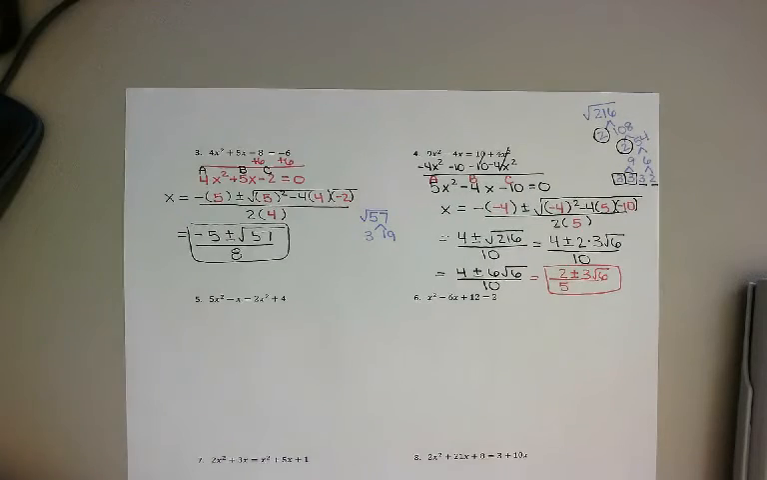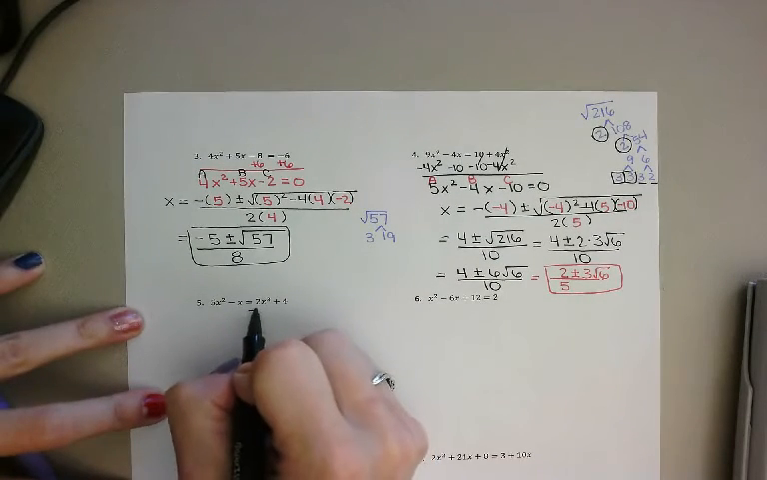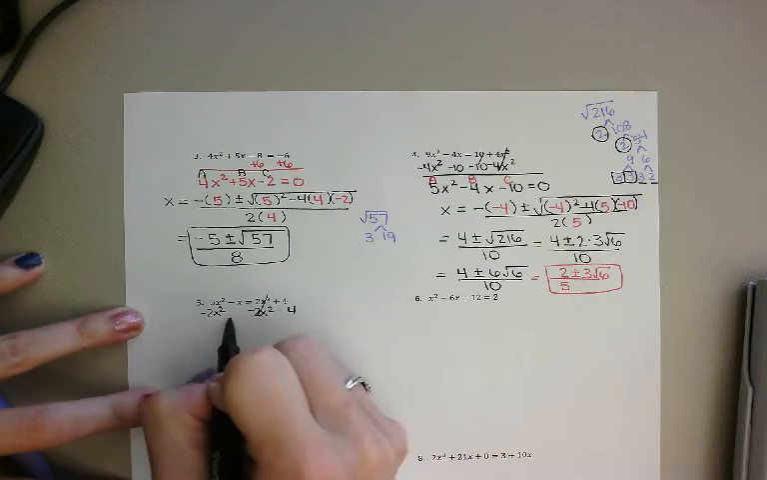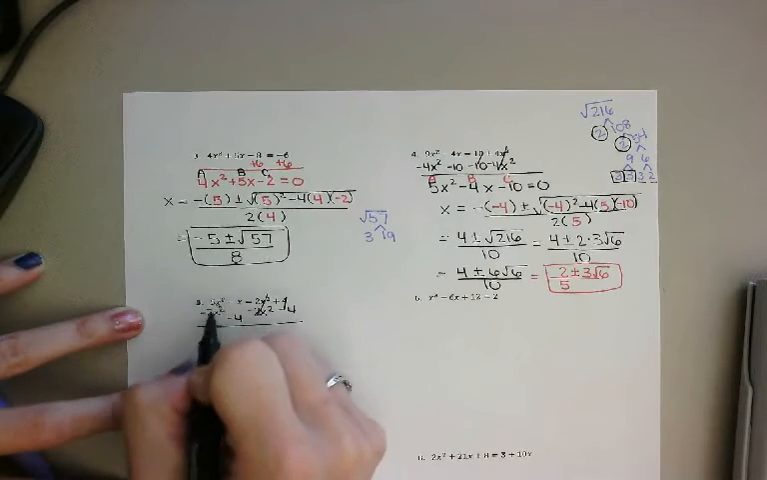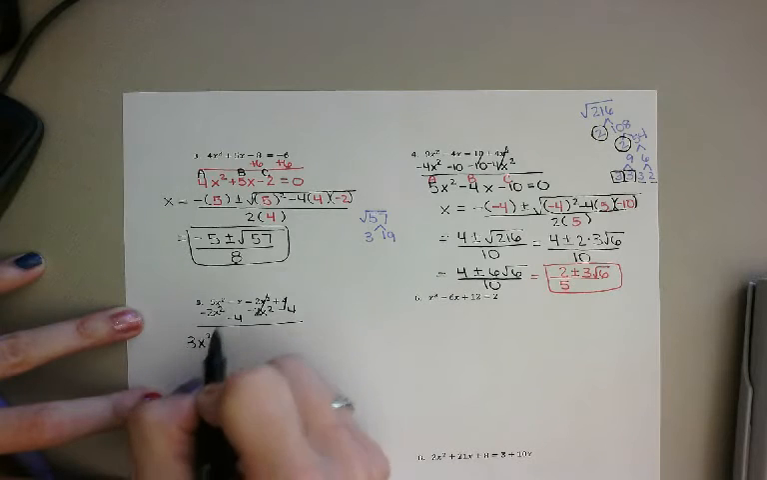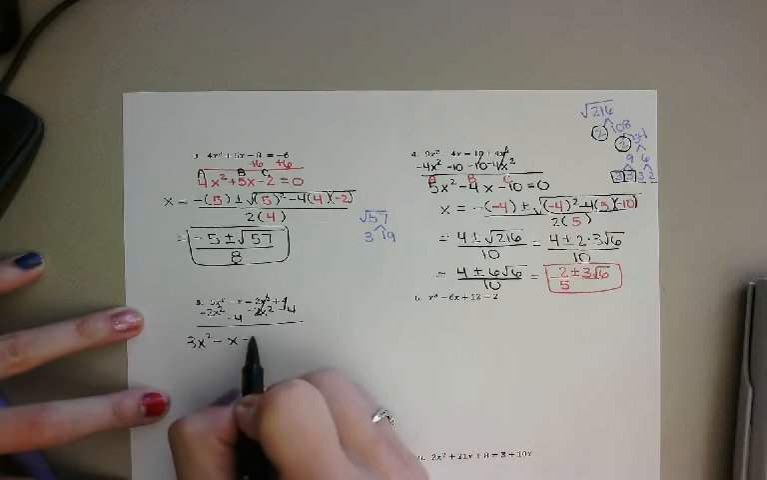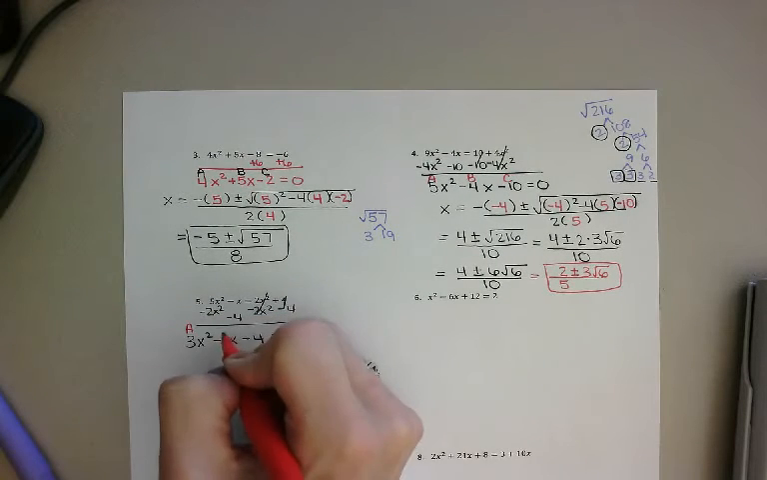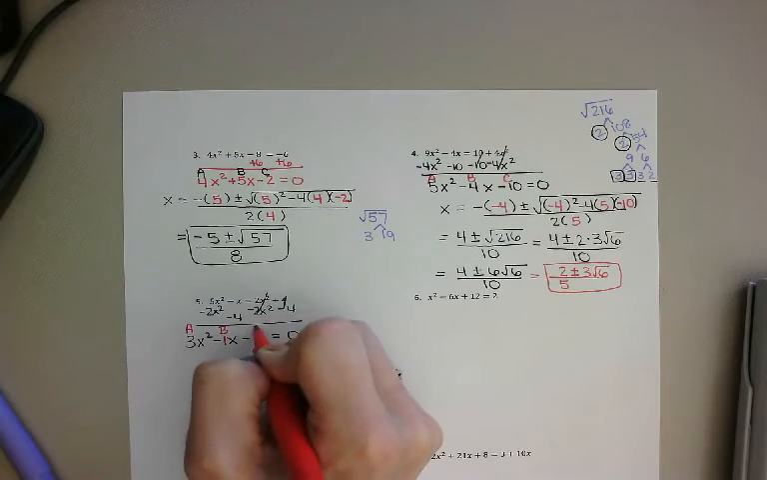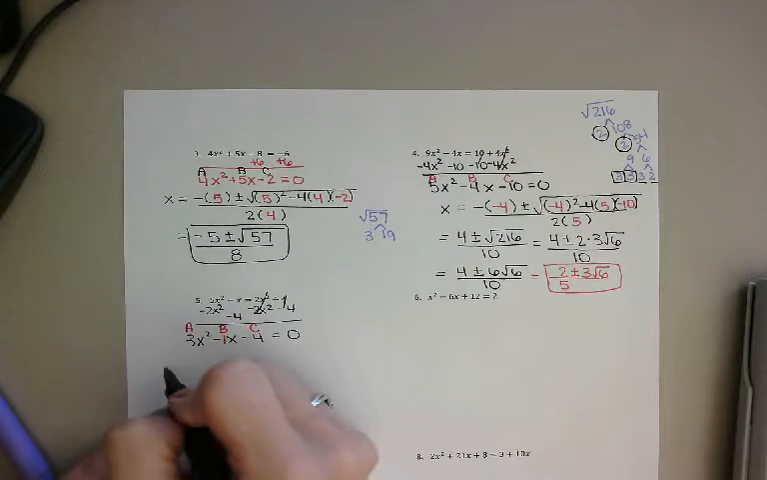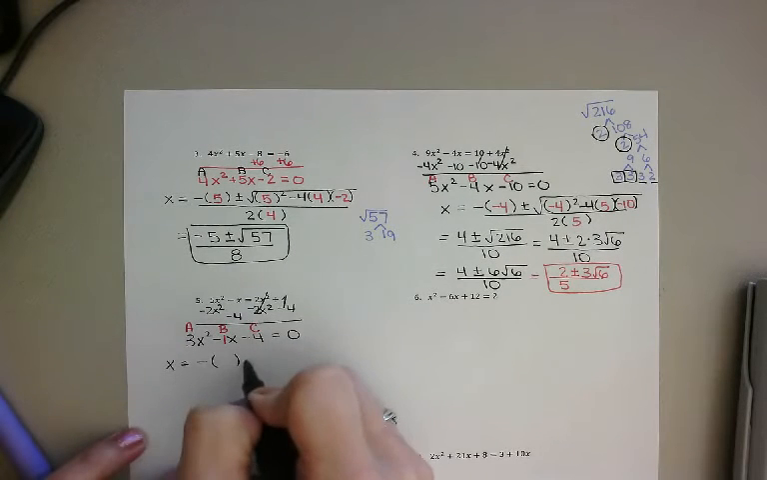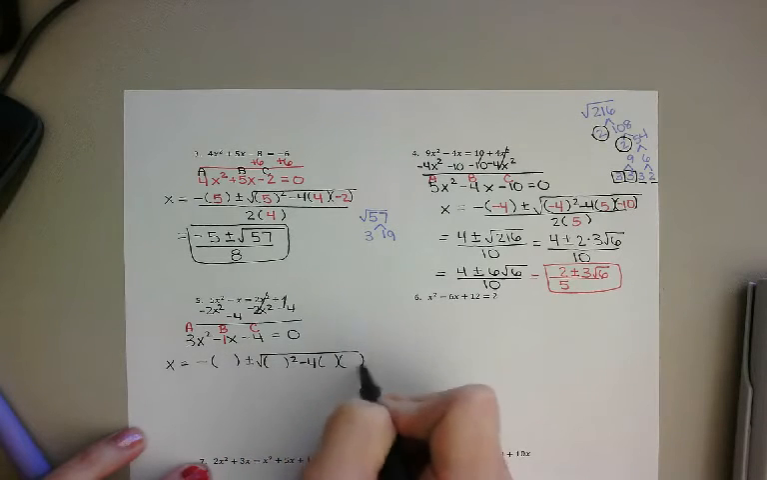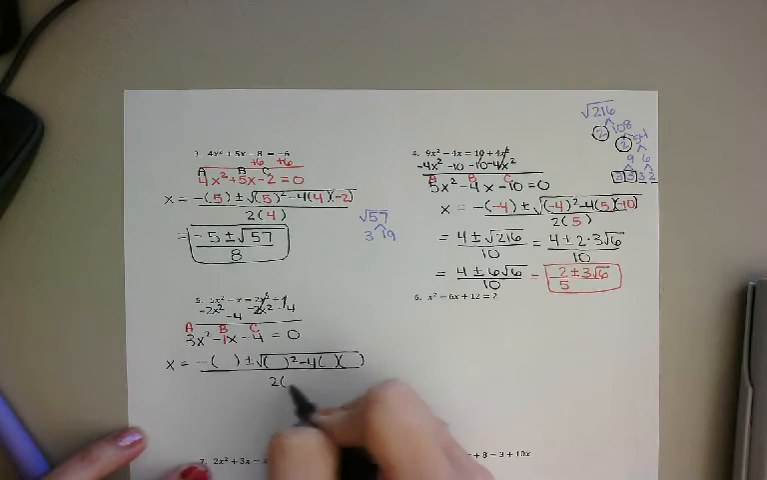All right, next example. Again, it doesn't have it set equal to 0, so I'm going to subtract the 2x squared over. I'm going to subtract the 4 over. So combine like terms, there's 3x squared, then the x term, then the constant. So my a is 3, my b is negative 1, and my c is negative 4. So we get x equals negative b plus or minus the square root of b squared minus 4ac all over 2a.